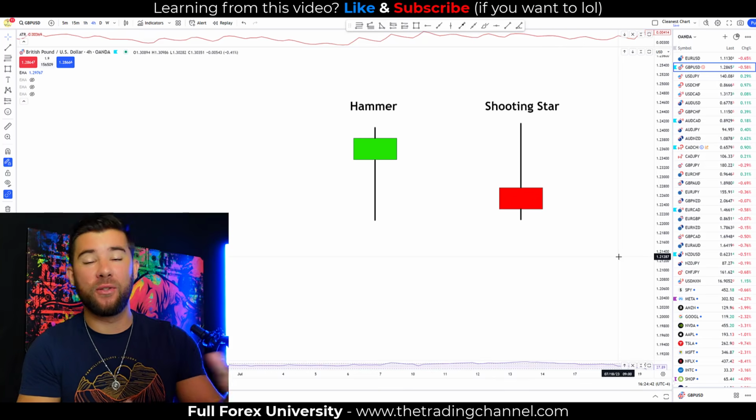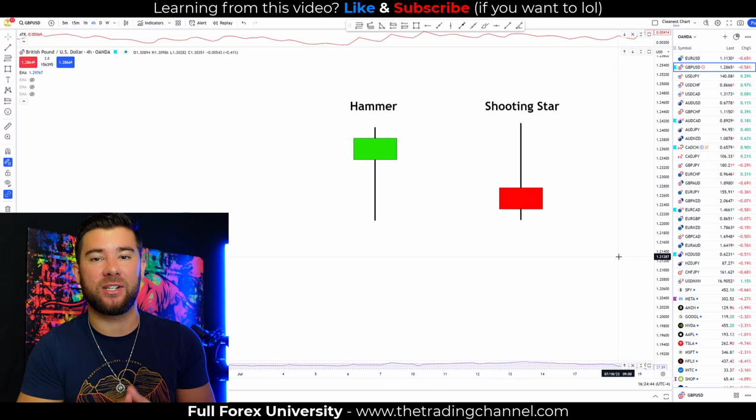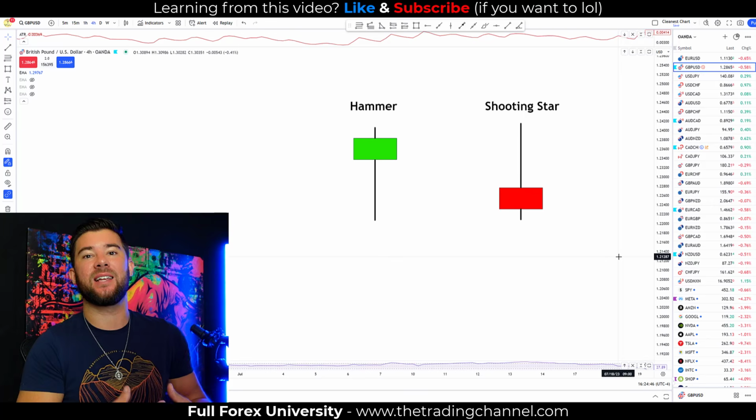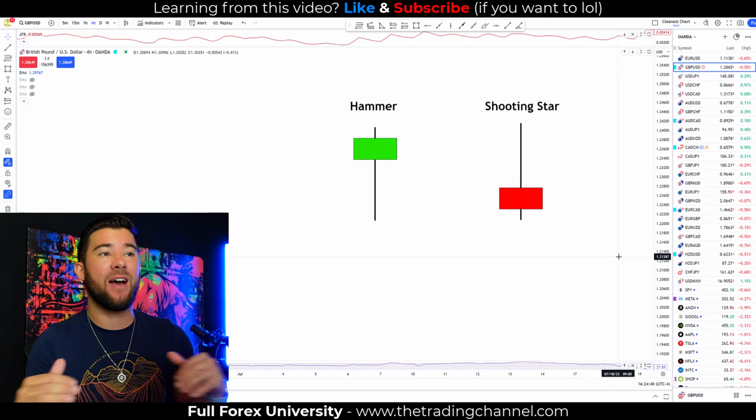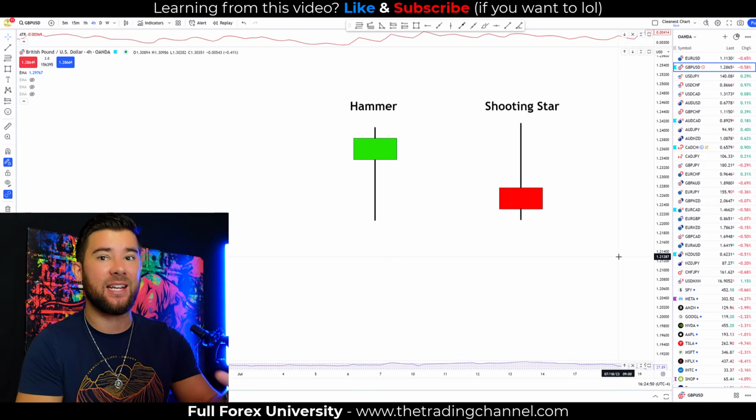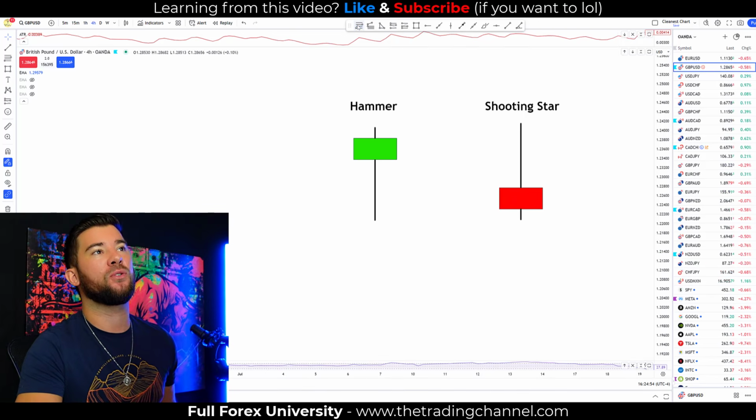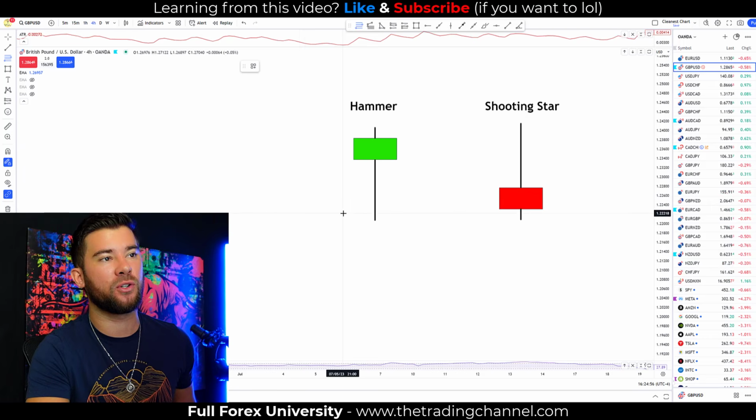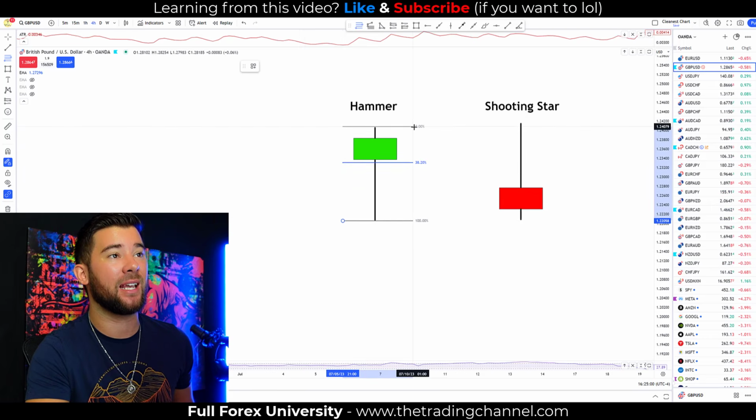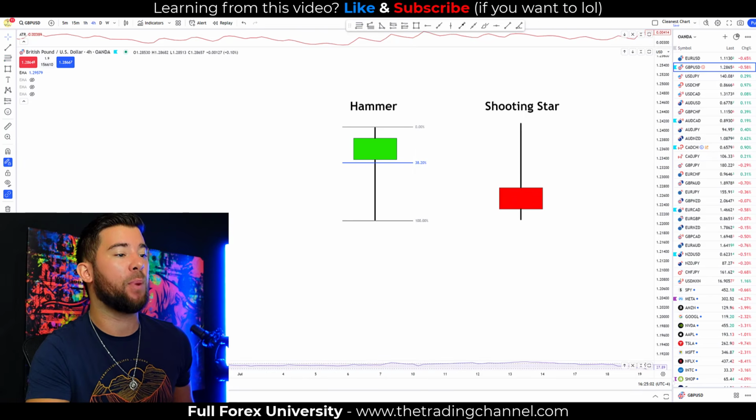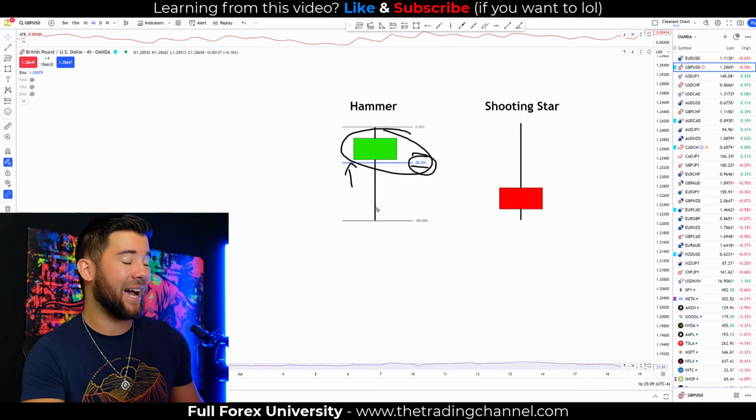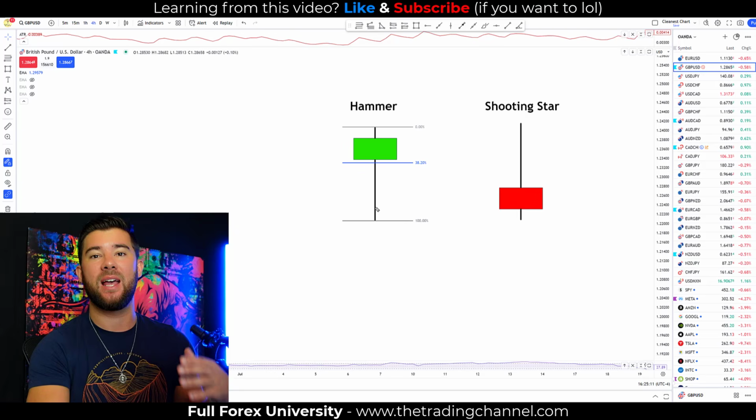Let's take a look. On the screen in front of you, you can see a hammer and a shooting star candle. And the way I define these in order to keep myself consistent and never second guess whether I'm actually seeing a hammer or a shooting star candle is by utilizing a Fibonacci retracement tool. So I take my Fibonacci retracement tool from the low of the candlestick up to the high of the candlestick, and as long as the entire body of the candlestick is above the 38.2% retracement, which is my little blue line here, then I have what I consider a valid hammer candle.